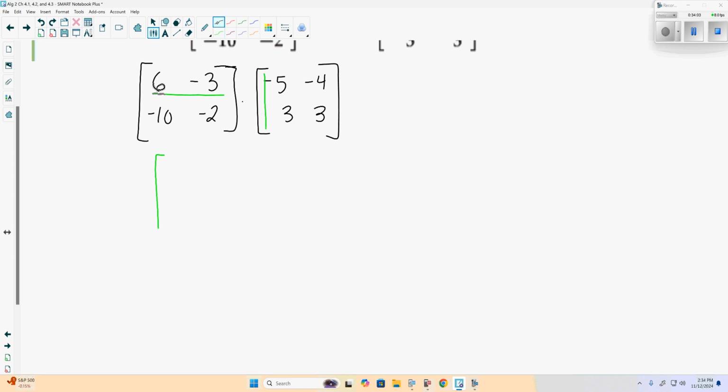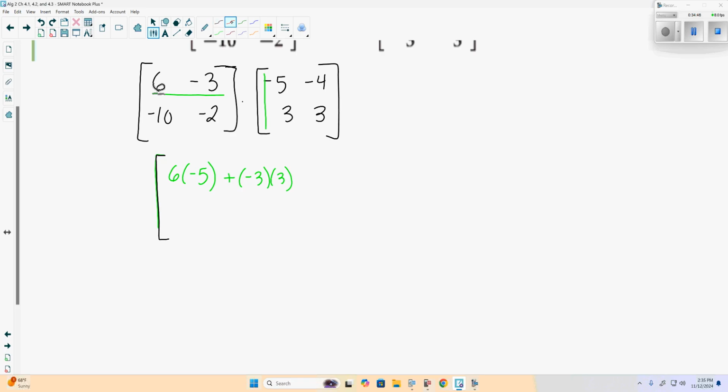Okay, wrong color. So the first thing we're going to do is over and down. The first number we have is the 6, and it's going to be multiplied by our first number in that column, which is negative 5. Then we will add to it our negative 3 times 3. So in our first row, we've run out of numbers because there's 2 of them, yes? And we multiplied them with their corresponding numbers in the first column of the second. So we've gone through that whole list, yes?